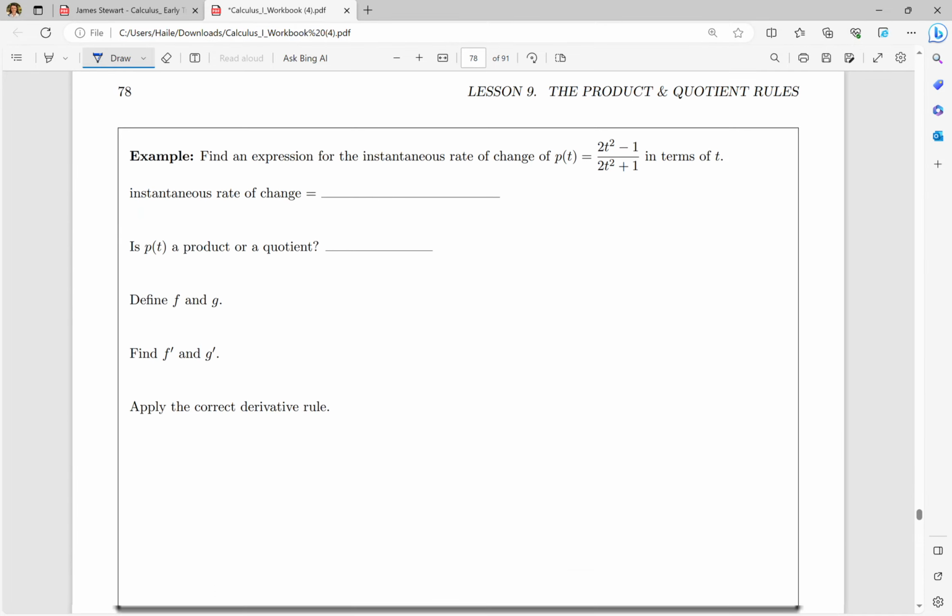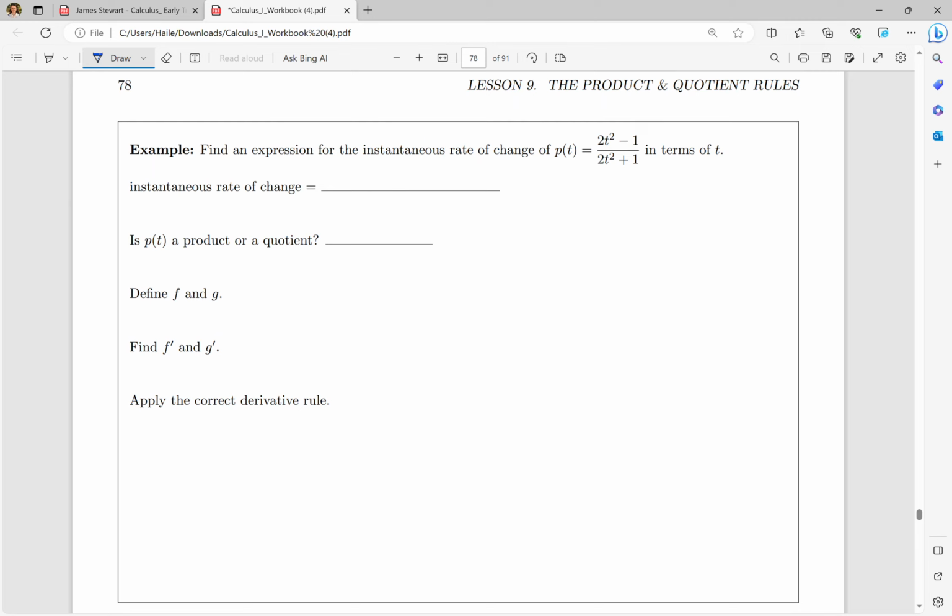Okay, let's try another example. This time I think we're going to have quotient rule. So find an expression for the instantaneous rate of change of p of t is equal to 2t squared minus 1 over 2t squared plus 1 in terms of t. So the first thing I notice in this problem is the term instantaneous rate of change. Now, we know from all of the work we've been doing that instantaneous rate of change is the same thing as derivative. So really all this is telling me is I need to find the derivative of that function. The next thing we need to ask ourselves is, is p of t a product or a quotient? Well, I've got division going on here, so this is definitely a quotient.